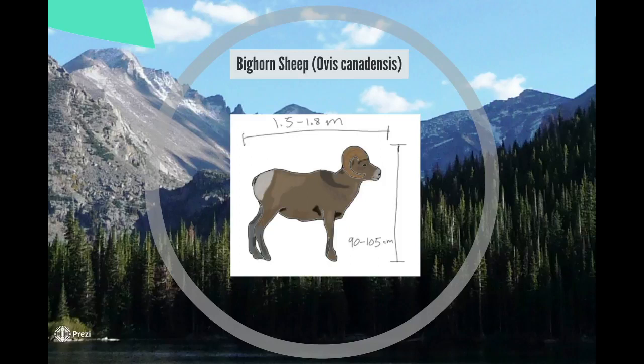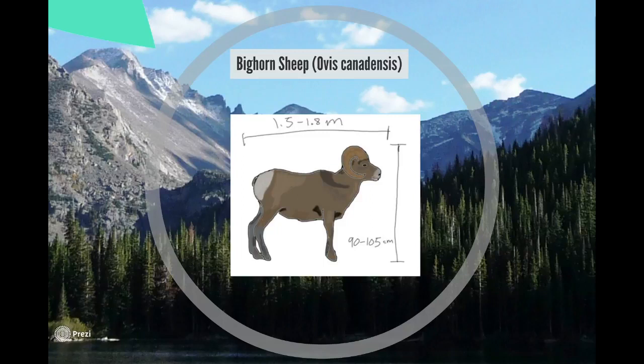So the kingdom is Animalia, the phylum is Chordata, the class is Mammalia, the order is Artiodactyla, the family is Bovidae, the genus is Ovis, and the species is Ovis canadensis.